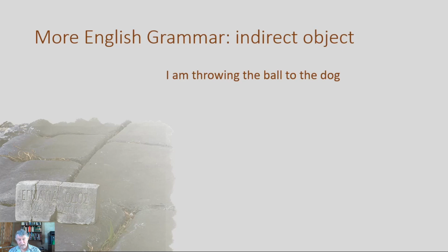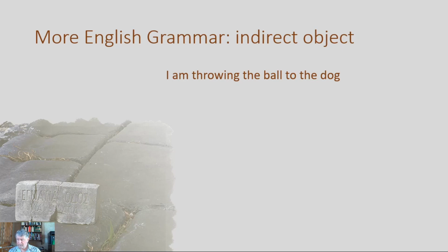Now, I am the subject of that sentence. I am, and am is the verb. So I'm throwing, so to throw, but the ball is the object of the sentence. So there you have the nominative and the accusative in Greek terms.